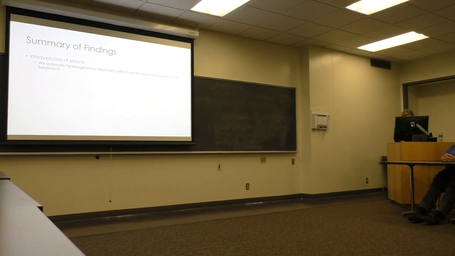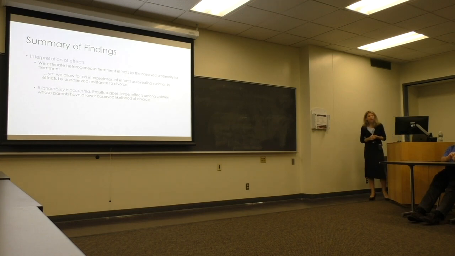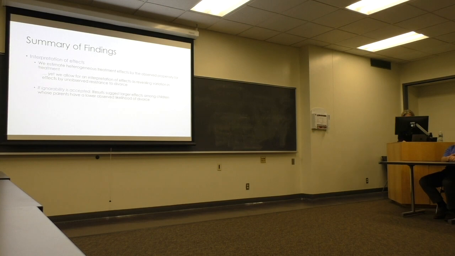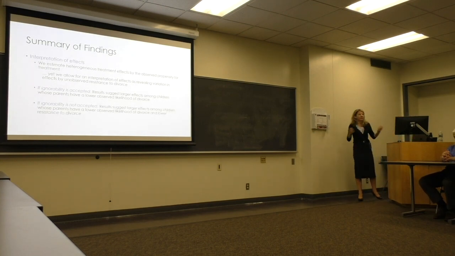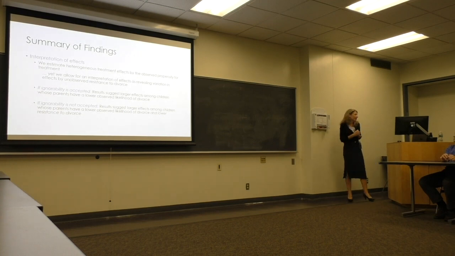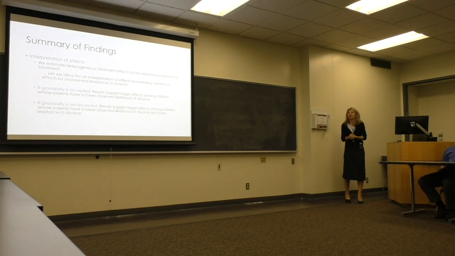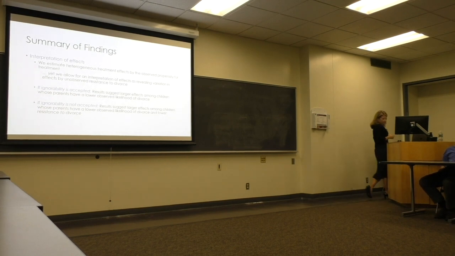So what we said before: if ignorability is accepted, the results suggest larger effects among children whose parents have a lower observed likelihood of divorce. If we think that's still suspect, even given some of these sensitivity tests, then they could also reflect that there are larger effects among children whose parents have a lower observed likelihood and a lower resistance to divorce.